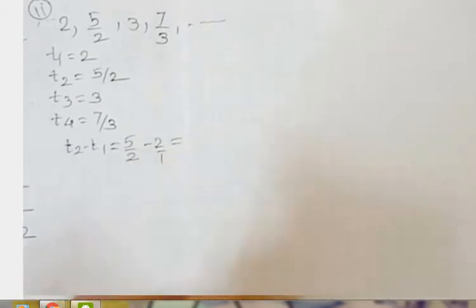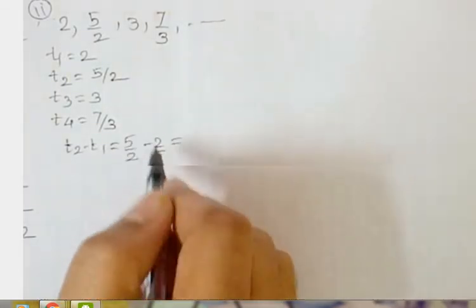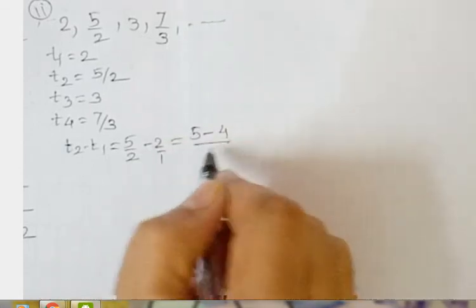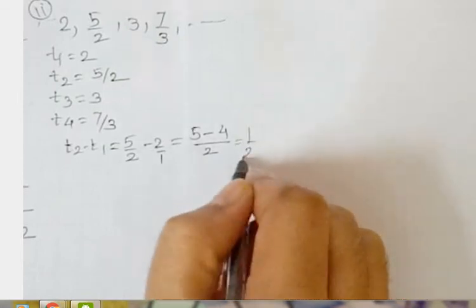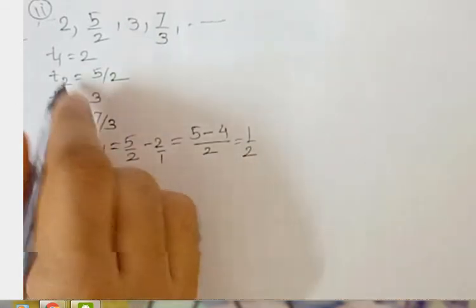T2 minus T1, that is 5 by 2 minus 2. Here it is 2 upon 1. Whenever nothing is there, write 1. 2 upon 1. Now 5, 1 times 5, minus 2, 2 times 4, upon 2. 5 minus 4 is 1 by 2.